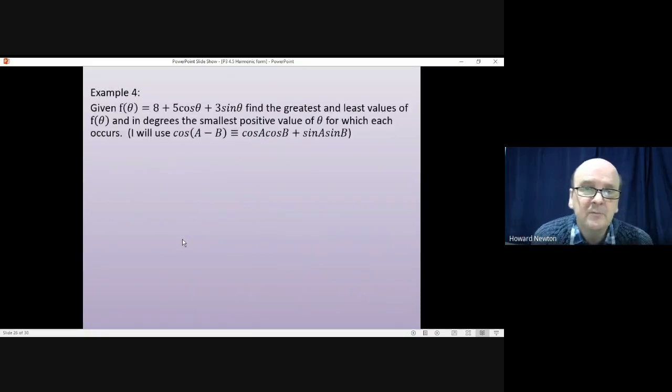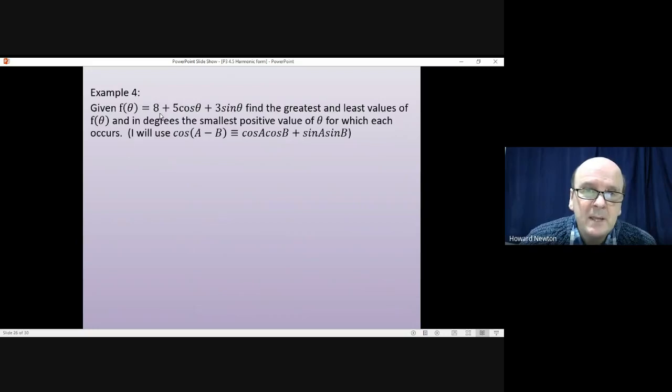Okay, example 4. Example 4 says, given f of theta is equal to 8 plus 5 cos theta plus 3 sine theta, find the greatest and least values of f of theta, and in degrees, find the smallest positive value of theta for which each occurs. Now, you're not given much guidance in this question. You will be writing the thing in harmonic form. If you want to do it the same as me so you can check it through, I'll be using cos(A minus B) when I do it.